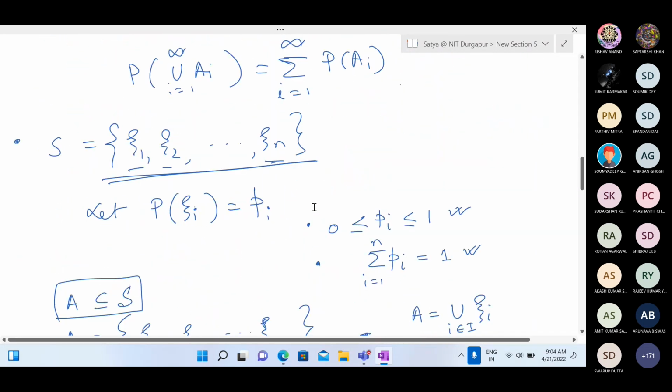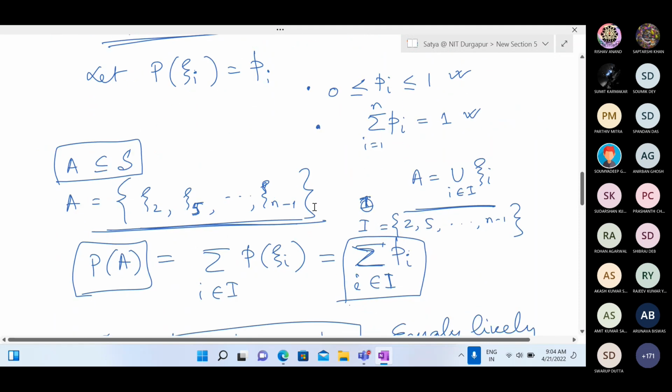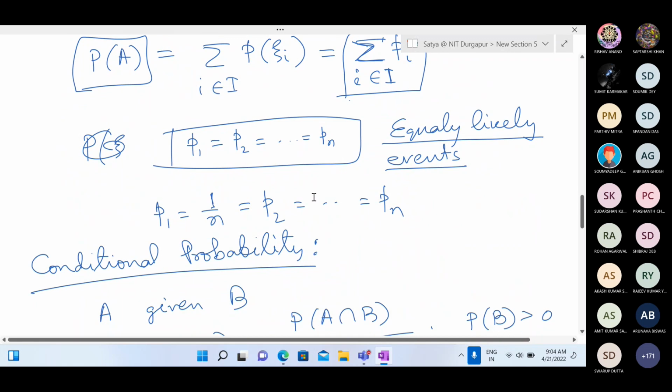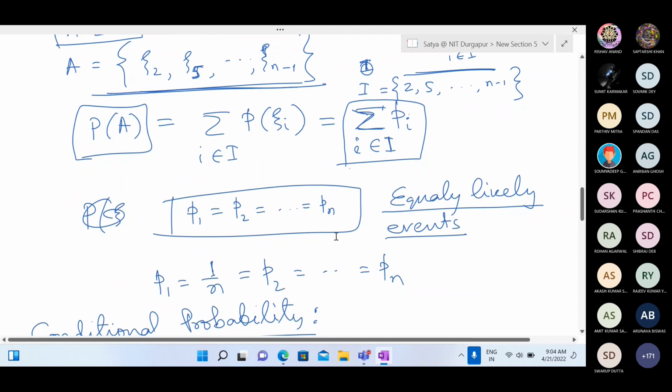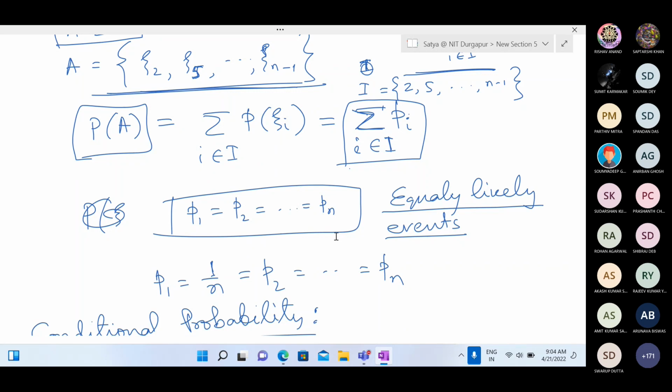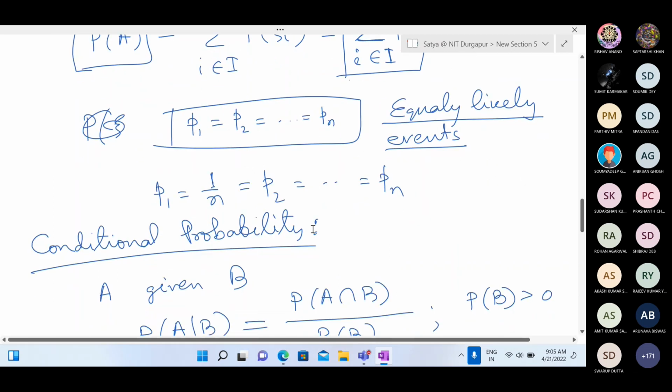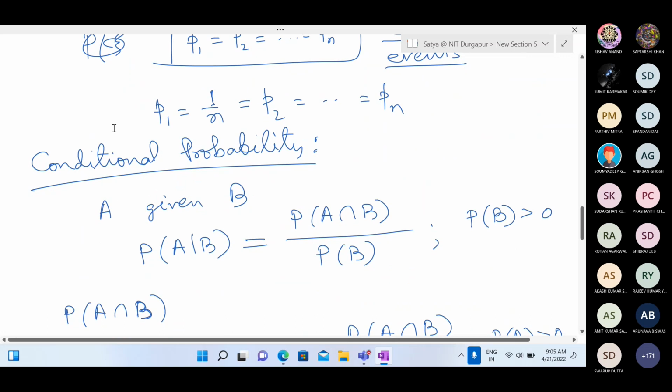This covers the finite case and the infinite case for sample space. Here, if all outcomes have equal probability, as in throwing a fair die, we are considering equally likely probability. So probability of 1, probability of 2, probability of 3, all are the same, equal to 1 by 6. And we have defined the conditional probability.